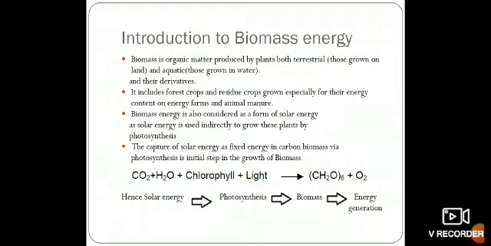Biomass energy is also considered as a form of solar energy because it is indirectly used to grow these plants by photosynthesis. From the chemical reaction, we can see that in the presence of carbon dioxide and water, and with the help of chlorophyll and light, biomass energy is produced with the liberation of oxygen.